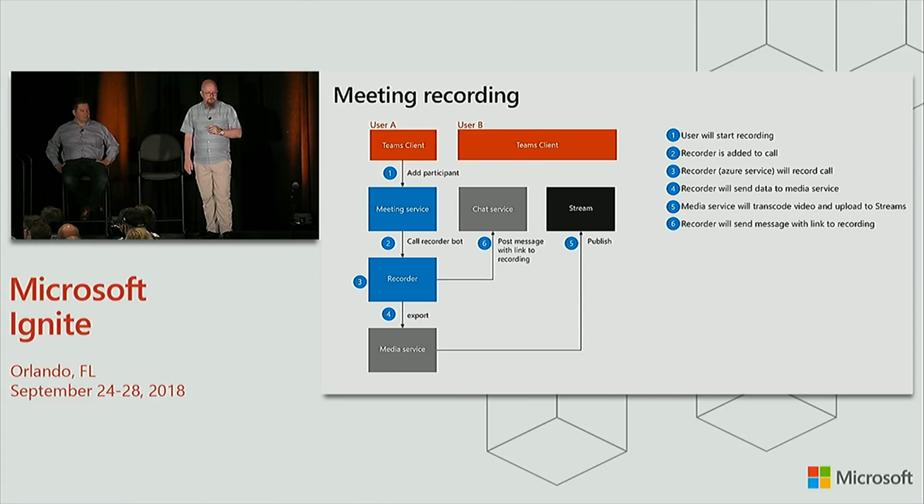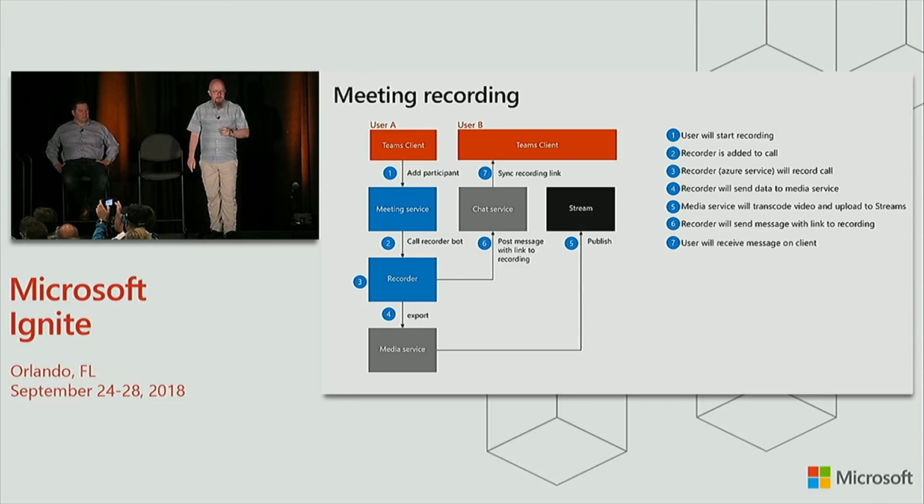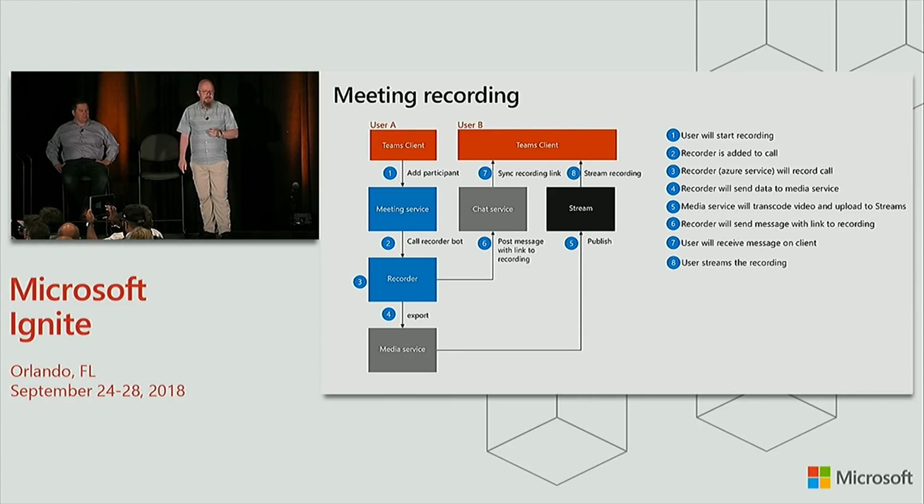So once Stream has processed the recording, we'll then create a chat message to say, here is the recording from this meeting. So you'll see there's a little bit of a delay after the meeting ends, but then you'll see that icon show up, and then you'll see us post that channel message that will allow you to connect back to Stream.